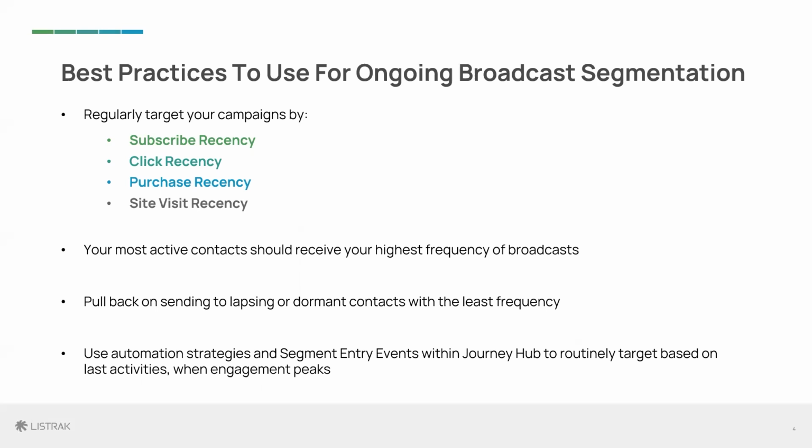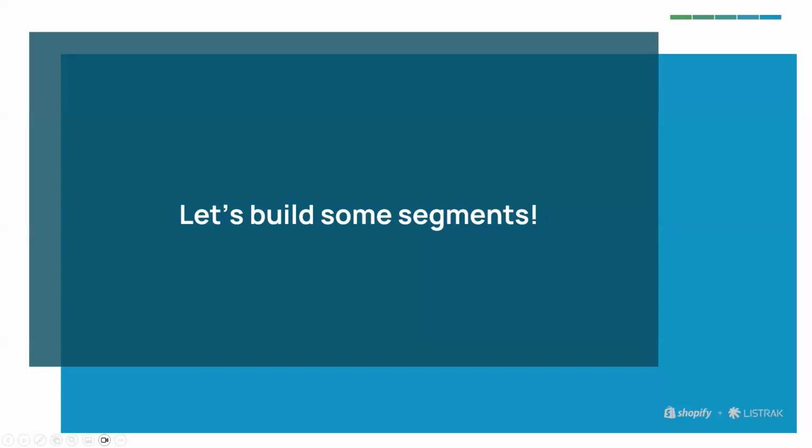Another important aspect to this is going to be leveraging Journey Hub and using segment entry events to ensure that we're targeting all of these contacts that may have fallen in between the two segments I mentioned before. So, seeing when in that engagement peaks to say that if someone isn't necessarily in your most active segment, but maybe they're falling into that inactive segment, ensuring that we have an automated campaign that's triggered based off of a segment entry event is going to ensure that we are routinely hitting each one of your contacts with messaging in a timely manner. Now, let's go ahead and jump into the platform and start building out some segments together to see what this looks like in action.